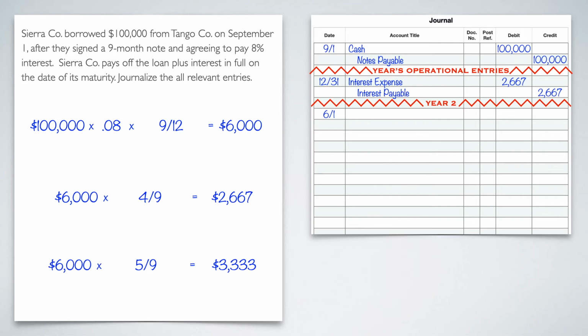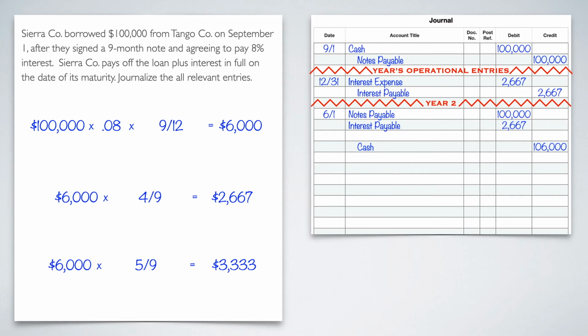Cash, we're losing the cash because we're paying it. So we're going to go ahead and credit cash for 106,000, because that is the 100,000 principal plus the total 6,000 in interest. So that's what we're paying. And by paying it, what are we getting rid of? What are our debits going to be? Well, we're getting rid of our principal, which is our notes payable. So we'll go ahead and debit notes payable of 100,000. We're also getting rid of what we have in interest payable, which right now all we have in interest payable is 2,667. So we'll take that out.